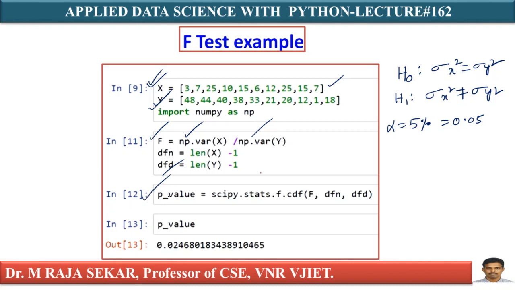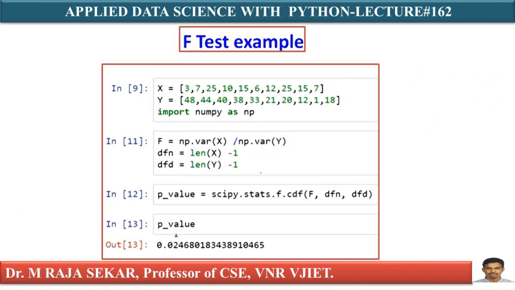How can I calculate the p-value? scipy.stats.f.cdf. CDF means cumulative distribution function. We discussed a lot on this particular function. I am checking F, which is np.var(x) by np.var(y), with the degrees of freedom of the numerator and the degrees of freedom of the denominator. If I execute this simple code, what will I get? I will get 0.024680. This is the p-value.